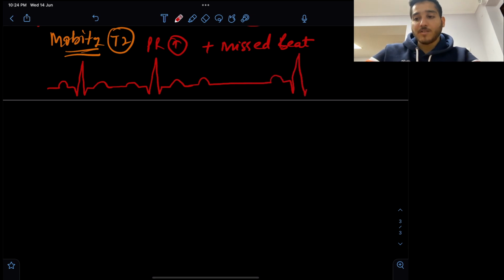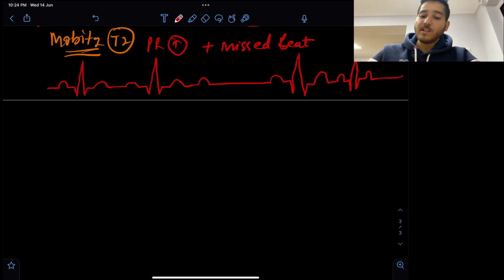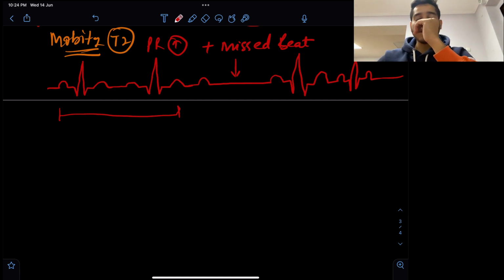Again PQRST, PQRST, like this. So there's normal rhythm till here, and now here a missed beat comes. So in Mobitz type 2, there can be a missed beat at any place. It's not like we see in Mobitz type 1, where there's increased PR prolongation, so progressive.